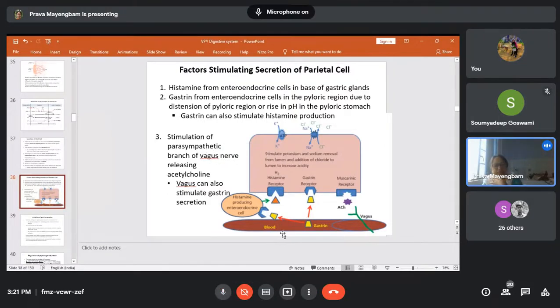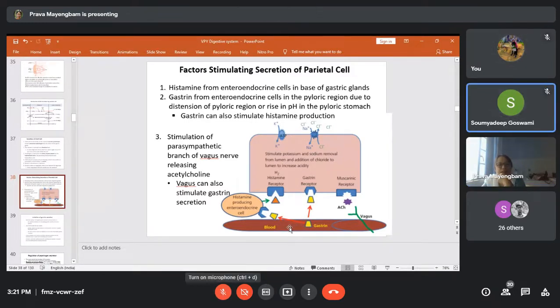We have discussed this. From where do we get the gastrin? Peptic cells. From the stomach, from the enteroendocrine cells in the pyloric region. Gastrin from the enteroendocrine cells in the pyloric region.